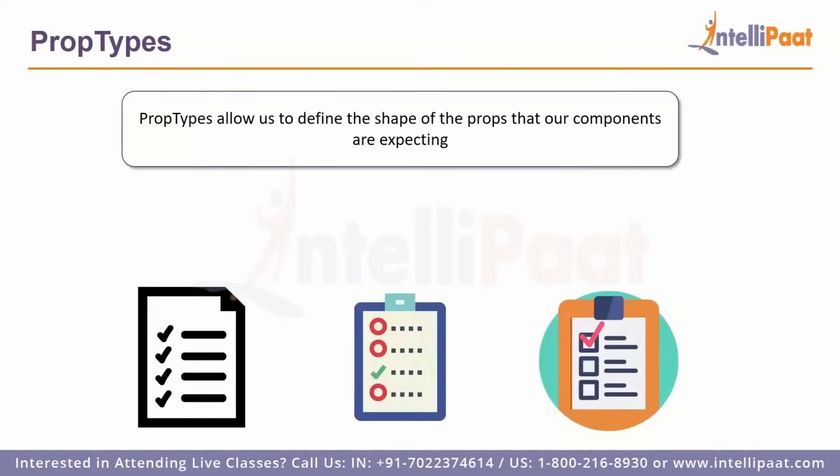Even if we are expecting an email to be of type string, they could pass in a boolean saying true. And we would have to take care of whether or not the props are being passed correctly. That could be a lot of issues. So in situations like this, prop types come to our rescue.